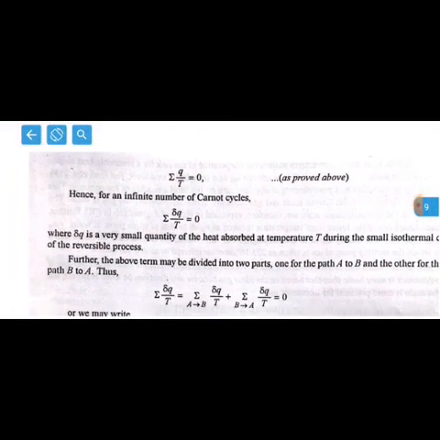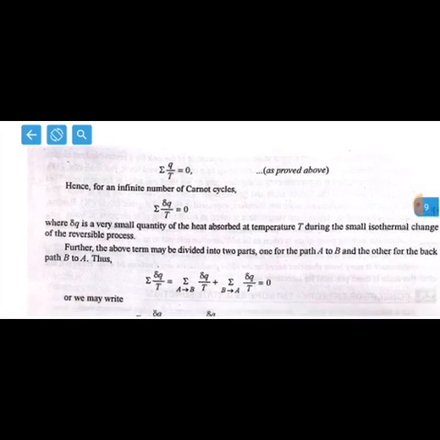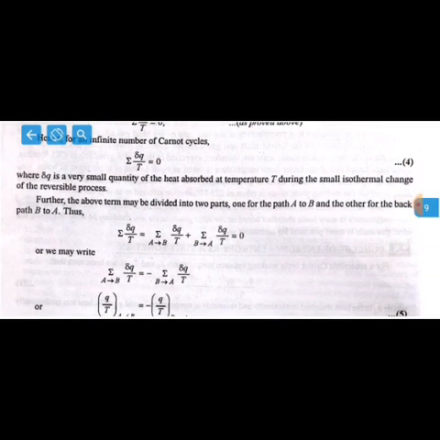For each of these cycles, we have the summation of Q/T equal to 0 as above. Hence, for an infinite number of Carnot cycles, the summation of δQ/T is equal to 0, where δQ is a very small quantity of the heat absorbed at temperature T during the small isothermal change of the reversible process. Further, the above term may be divided into two parts, one for the path A to B and the other for the back path B to A.